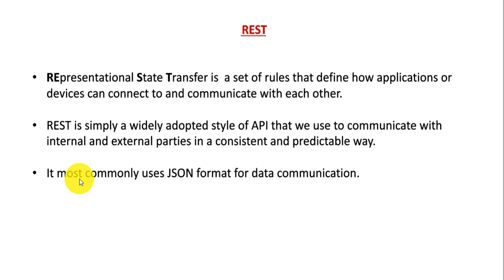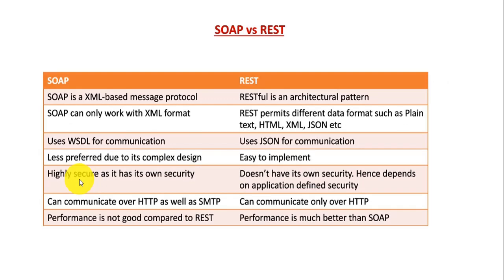And it commonly uses JSON format, JavaScript Object Notation, for the data communication. It is a simple format. Basically, it consists of key value pairs enclosed in an array. So that is why it is easy to read and quite friendly compared to XML format. And we will see what is the difference between SOAP and REST. I hope you have understood what is SOAP and what is REST, and there is quite a difference between them, and we will see that.